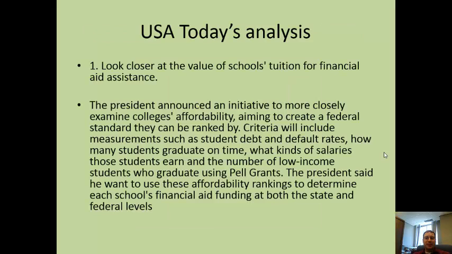So USA Today looked at Obama's plan and said, we're going to also start to evaluate colleges. They're going to look at student loan and default rates for individual colleges, and we're going to give them a grade about how well they do on that. The students' salaries and earning potential, number of Pell Grants there.